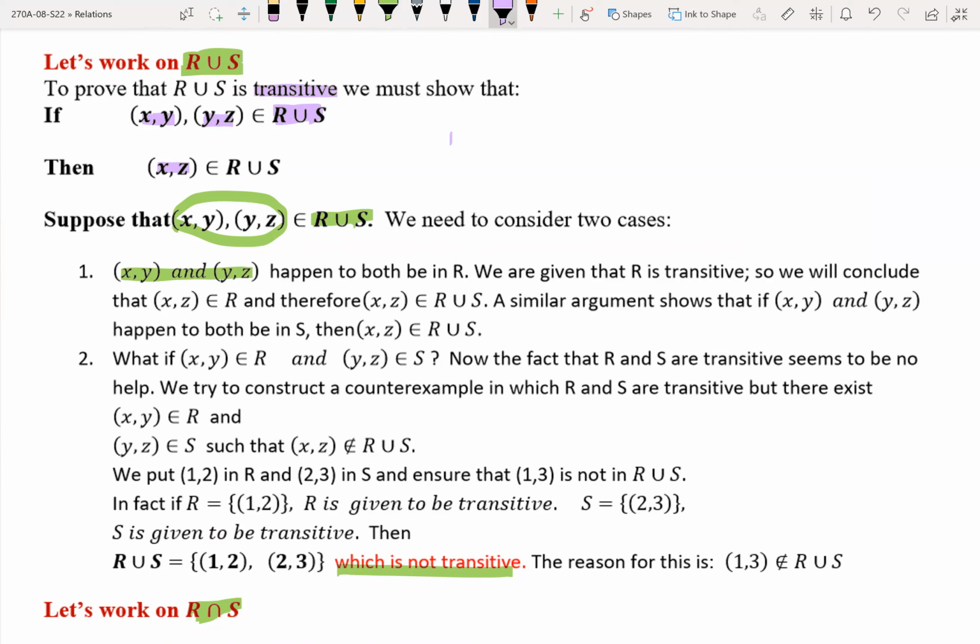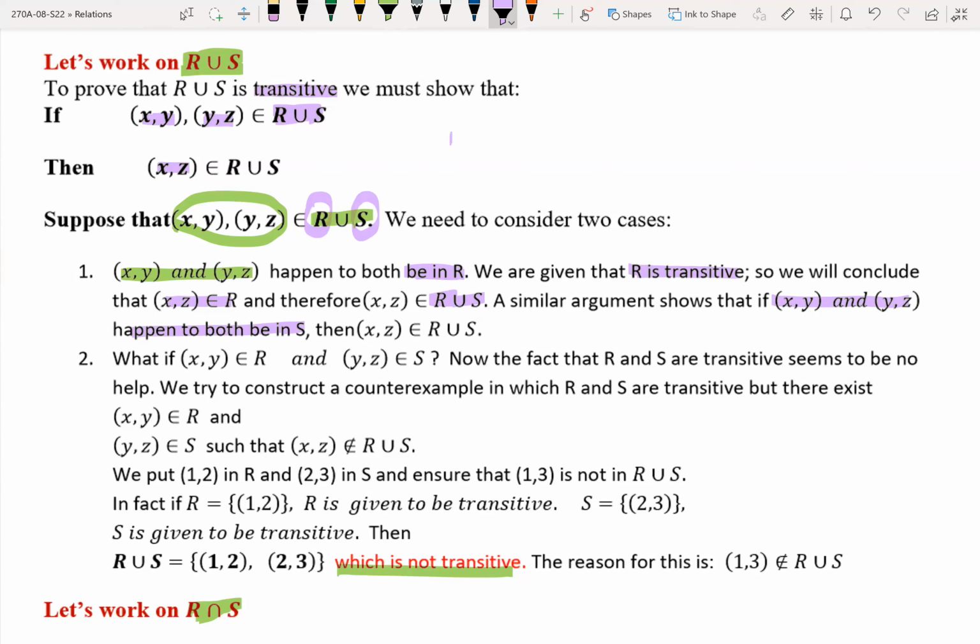If both of them are in the R, since R itself is transitive, I won't have any problem with that. It's easy to conclude X and Z is part of the R, so then it's inside the union also. So that's perfect. We don't have any problem with this case. If both of them are in the S, we have the same case. Transitive S gives you XZ in the S and then in the union. So if both of them stay in the same R or the same S, you won't have any problem because R and S are transitive.